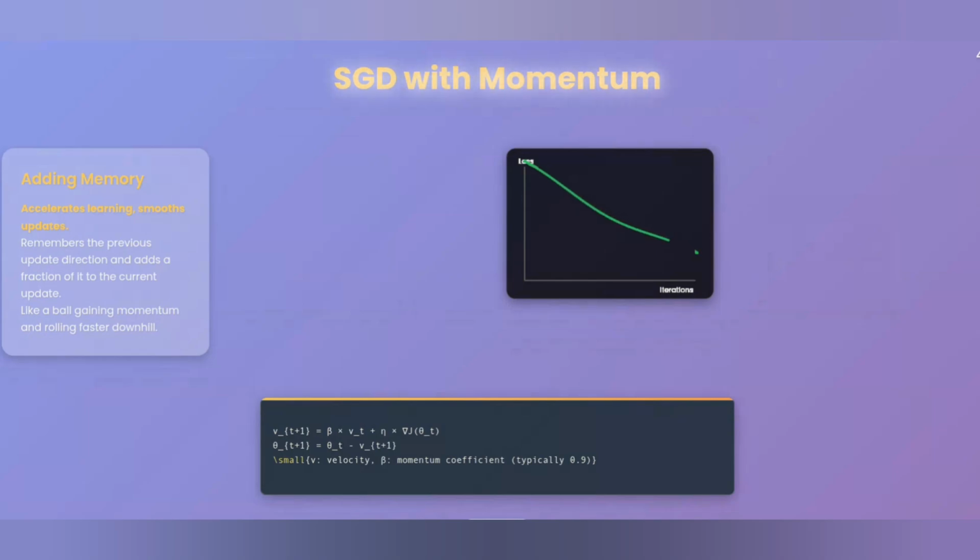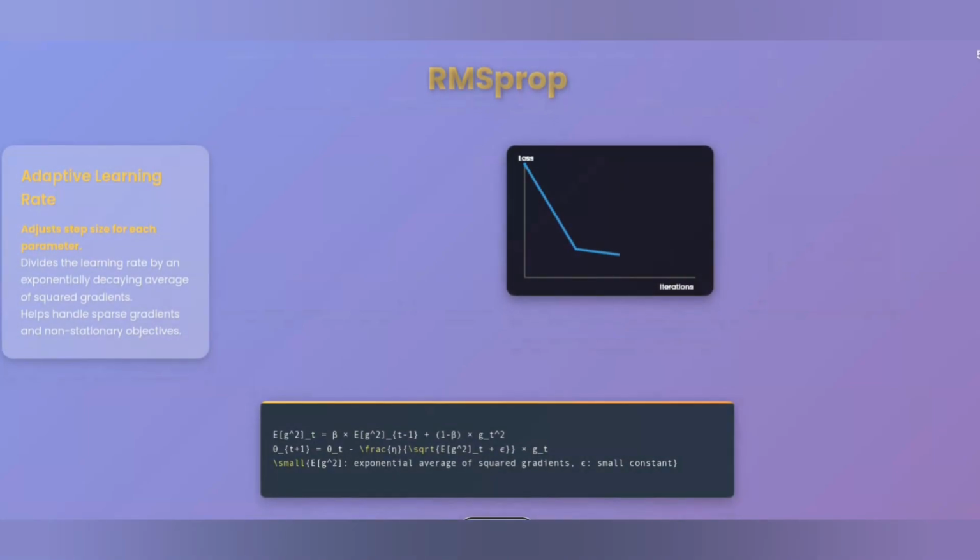The key advantage is that momentum helps us accelerate through consistent gradients, dampen oscillations in narrow valleys, and better escape shallow local minima. It's like our optimization ball has gained mass and can roll through small bumps instead of getting stuck. RMSprop introduces a game-changing concept, adaptive learning rates.